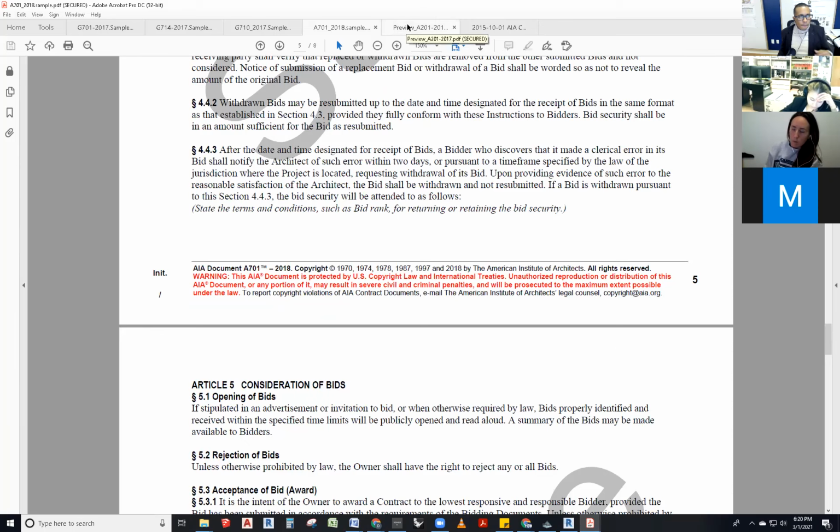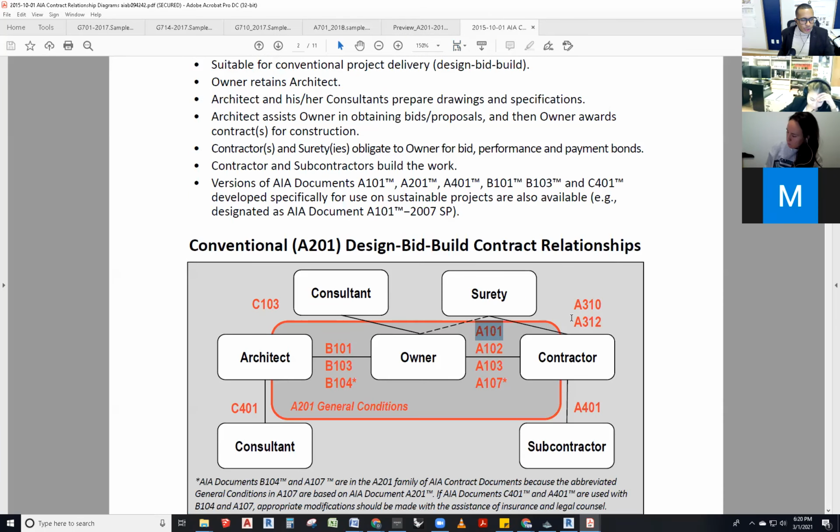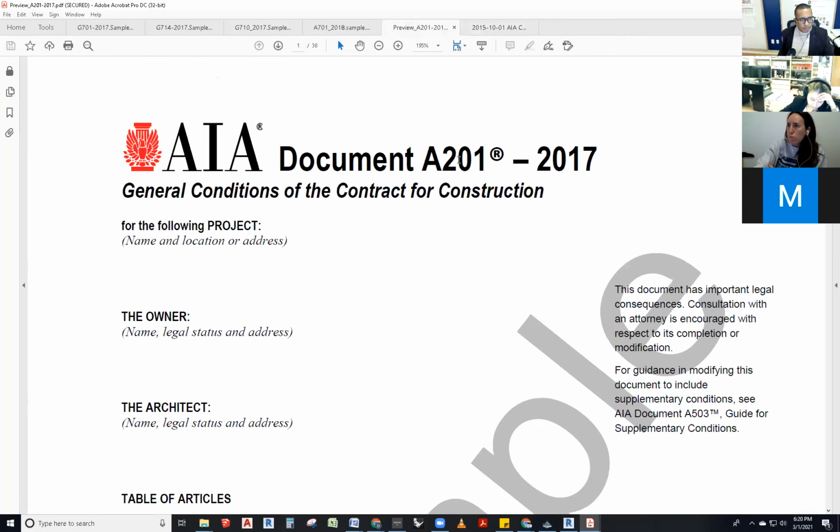I'm sorry. With that being said, we understand that we are right now on A201 zone, and we work for the owner in administering the contract. I'm going to now get started with the A201. First thing I said about the A201 is that it is not a contract.